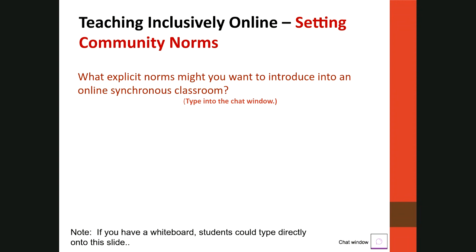Setting community norms. We often do this as a way to make our classrooms more inclusive, and in the online setting, it's important. There's certainly all sorts of norms of engagement on the internet that we don't want to replicate. So I think it's really great to have some set up community norms. What do you expect? How do people engage?